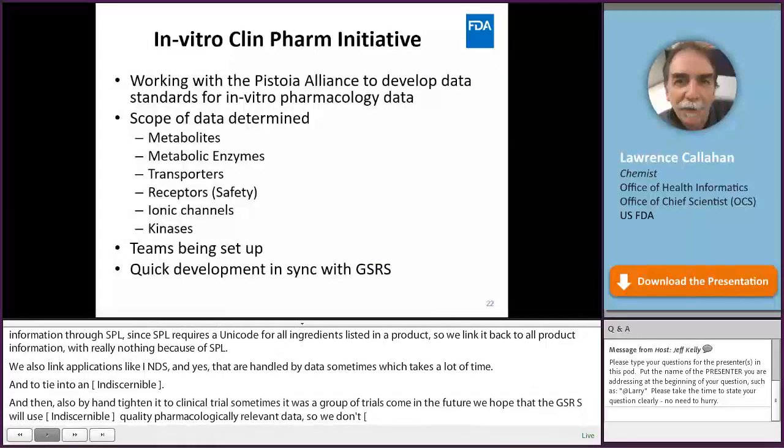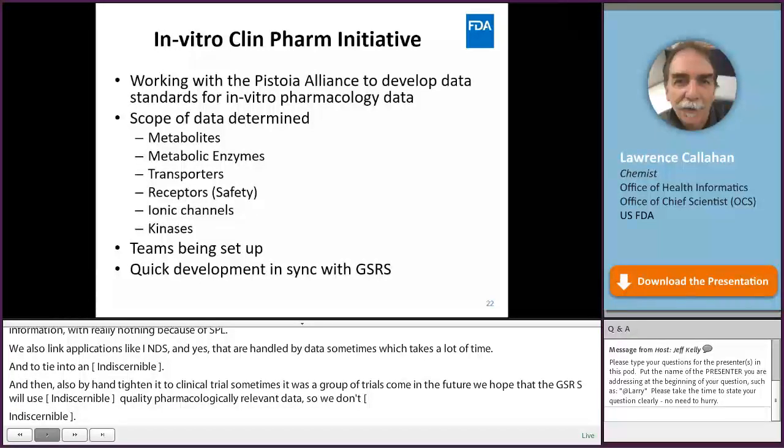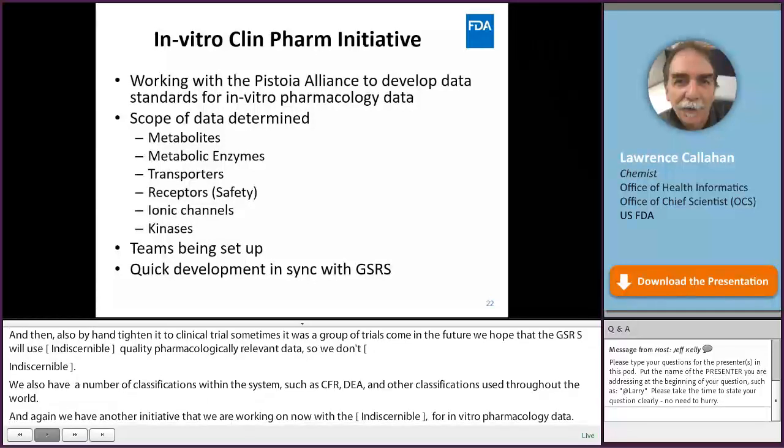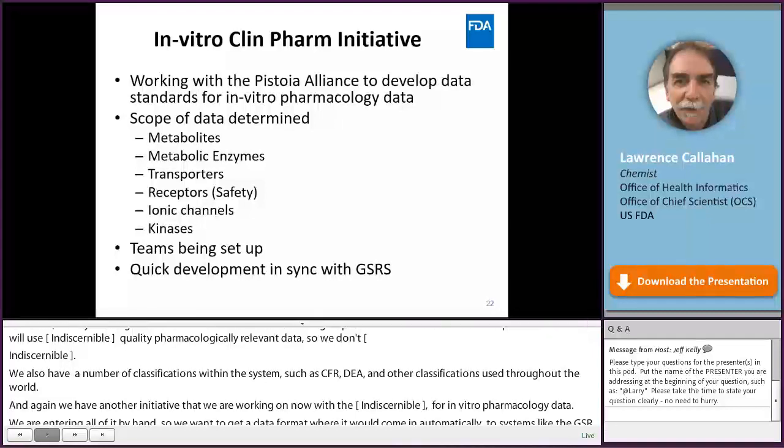And again, we have another initiative that we're working on now with the Pistoia Alliance, and that's to develop data standards for in vitro pharmacology data. Like I mentioned before, we have some of this in the GSRS now, but we're entering all of it by hand. So we want to get a data format where it will come in automatically into systems like the GSRS, and we don't have to do the data entry. We're able to capture the data, and hopefully reviewers will be able to use it more facilely. And we're setting up teams, and we hope to have quick development with it in sync with the GSRS.